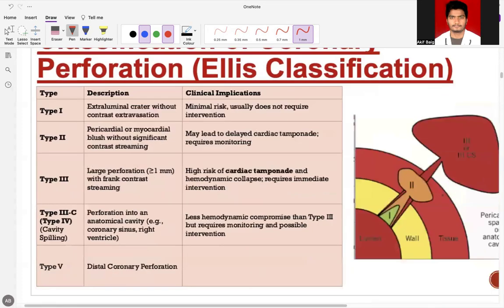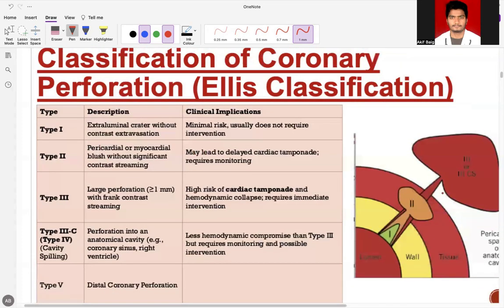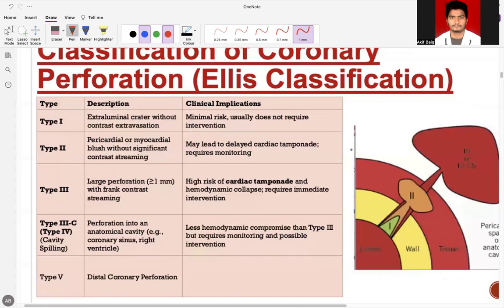Coronary perforation, the classical classification which we use is the Ellis classification. Ellis classifies the coronary perforation into five types: type 1, type 2, type 3, type 3C or type 4, and type 5.